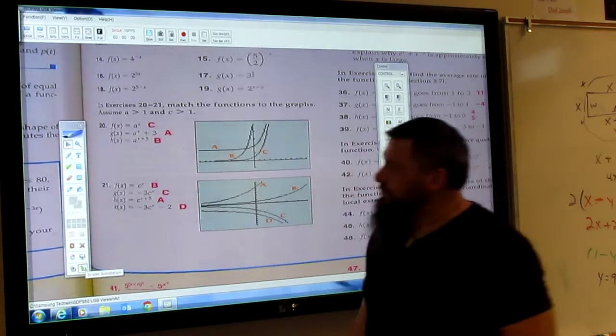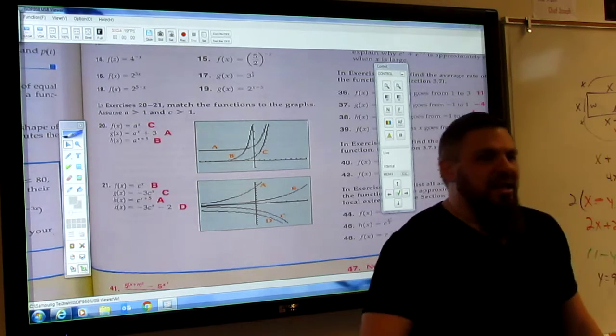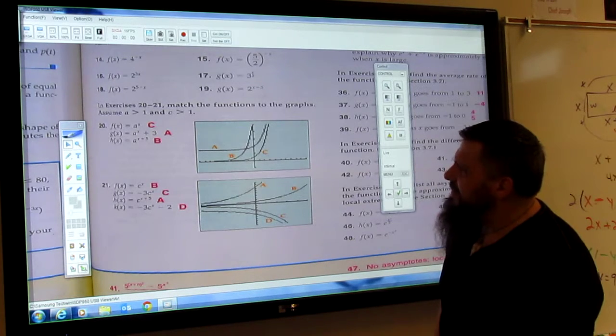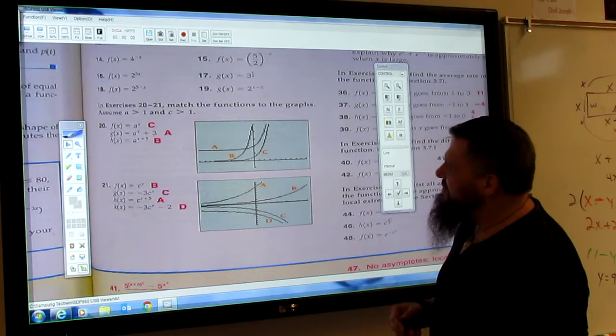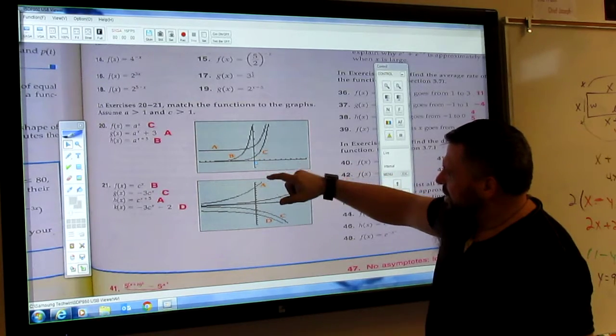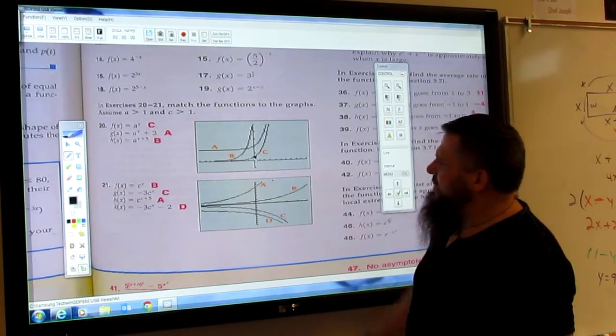Number 20. We have a to the x. Okay? So we're trying to figure out a to the x. That's a function. A to the x. Well, anything raised to the 0 power is going to be 1, so it should cross at 1. It depends on whether a is greater than 1. It looks like they're saying that this is 2, so that would be 1. Right? I think that's what they're saying, that this is 1 right here.